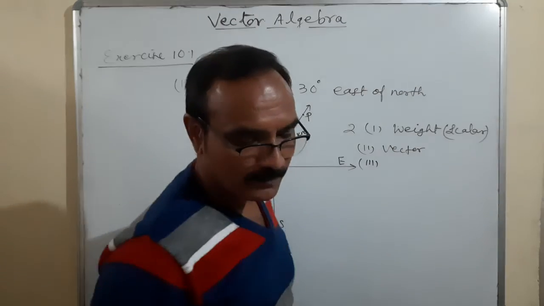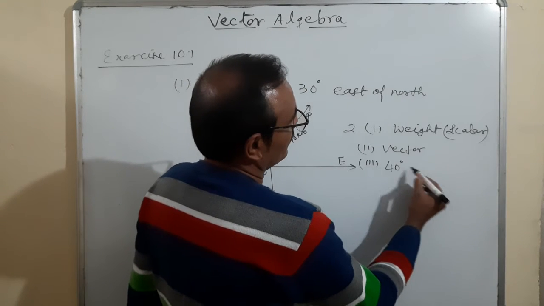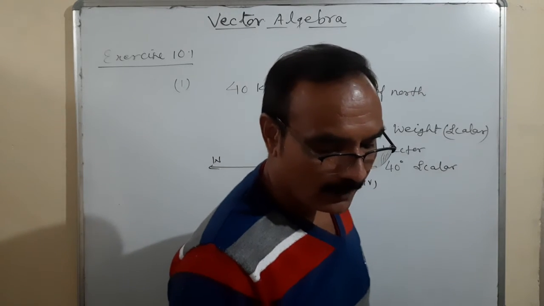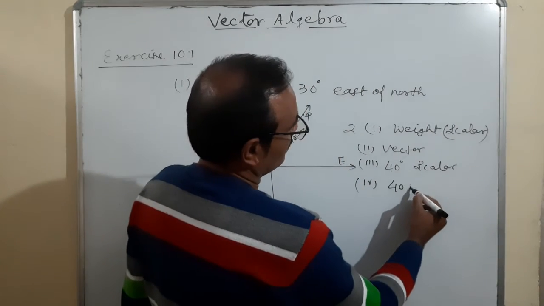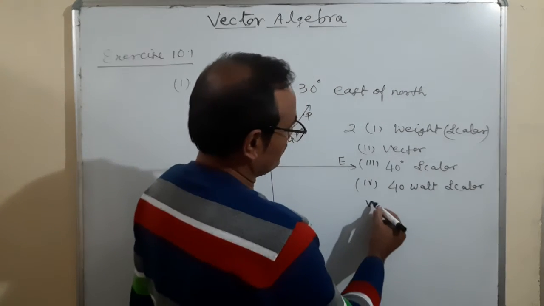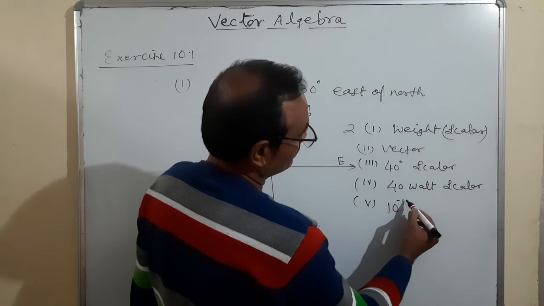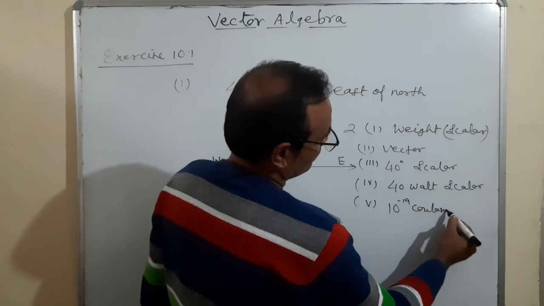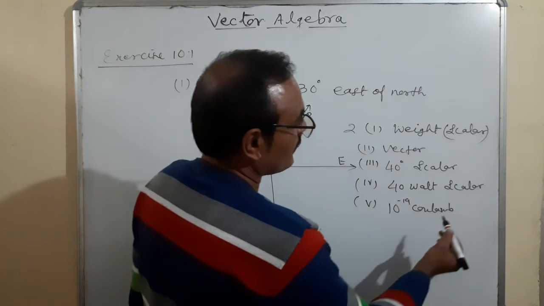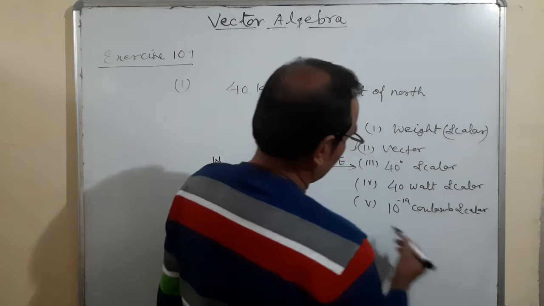Third one is 40 degree only. 40 degree. It is scalar. Fourth one, 40 watt. Scalar. No direction. Fifth, 10 to the power minus 1 coulomb. And this is scalar. No direction it is.